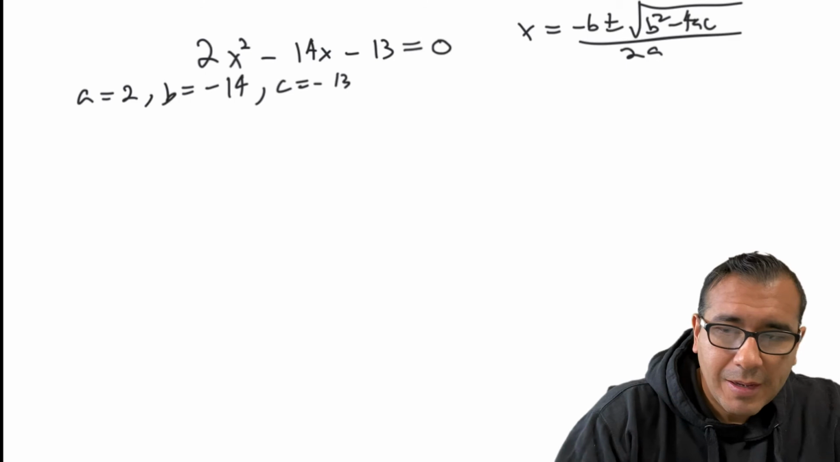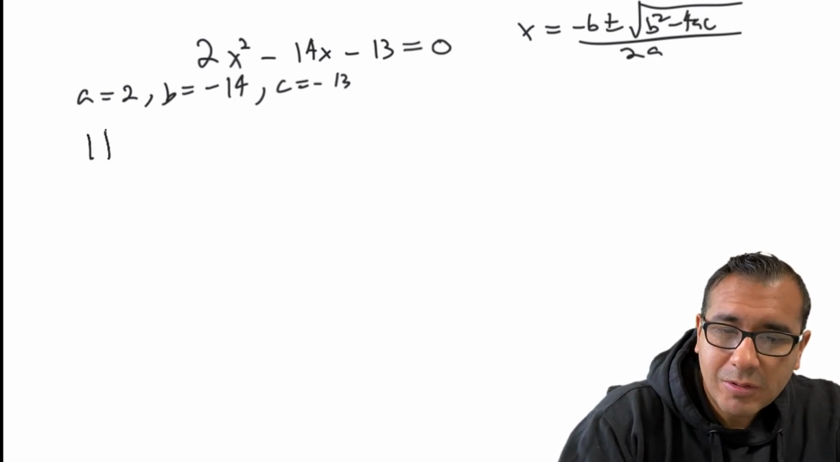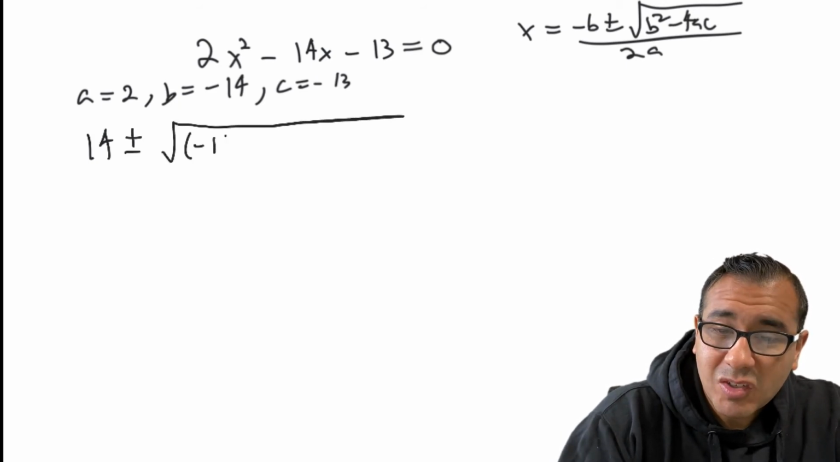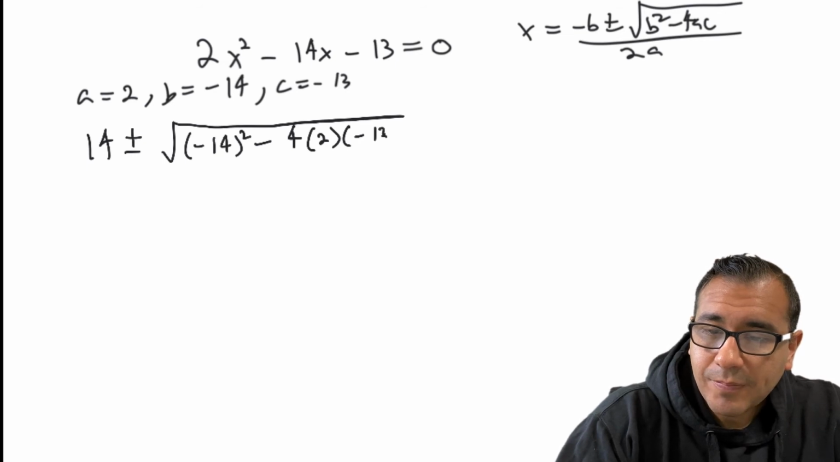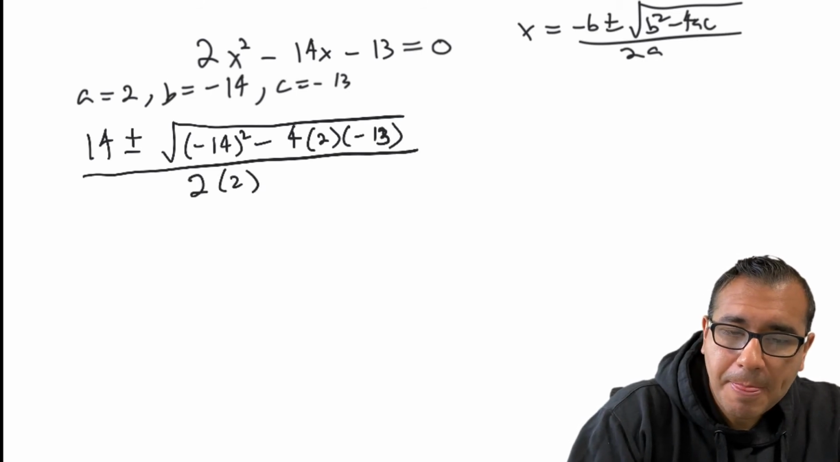All right. So we are left with negative 14, so we're just left with positive 14 plus or minus the square root of negative 14 squared minus 4 times A times C. Oh, that's ugly, negative 13. Divided by 2 times A.